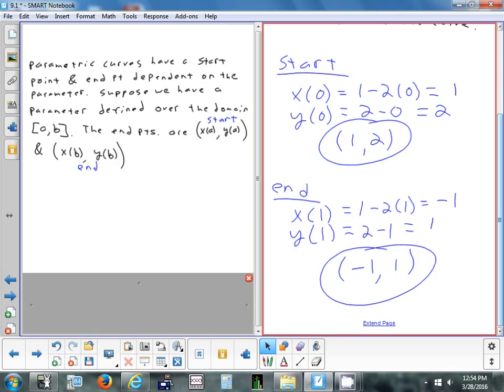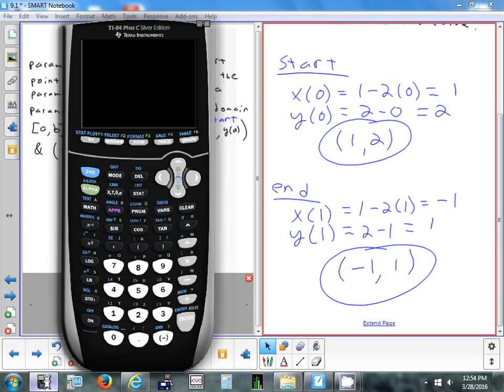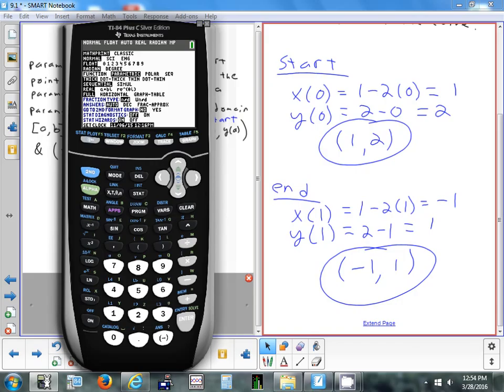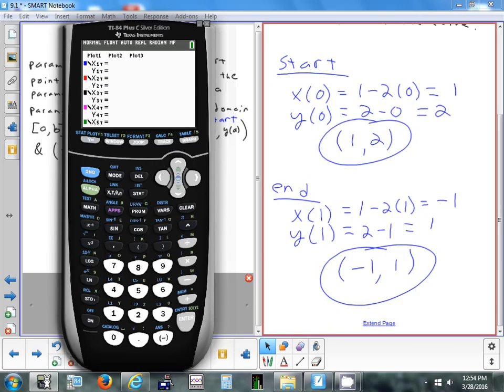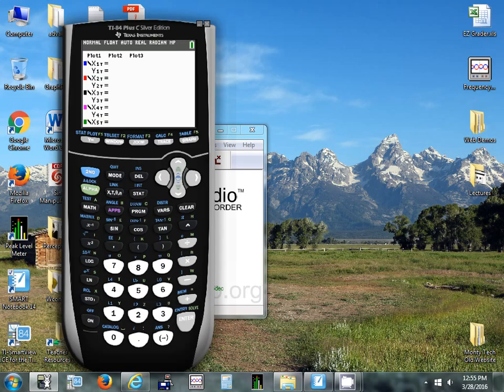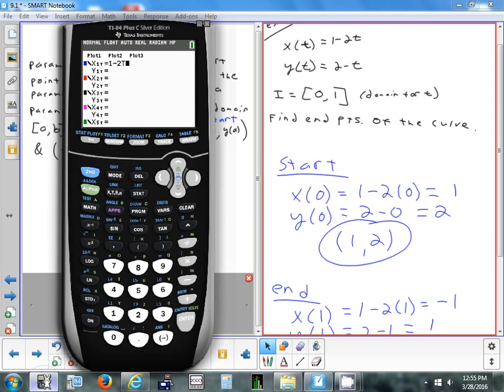Any questions on how we got the start point or the end point? All right, let's graph it. If you haven't already done so, make sure you're in parametric. Type in, scroll up a little bit. 1 minus 2t for x, and for y, let's see, 2 minus t.